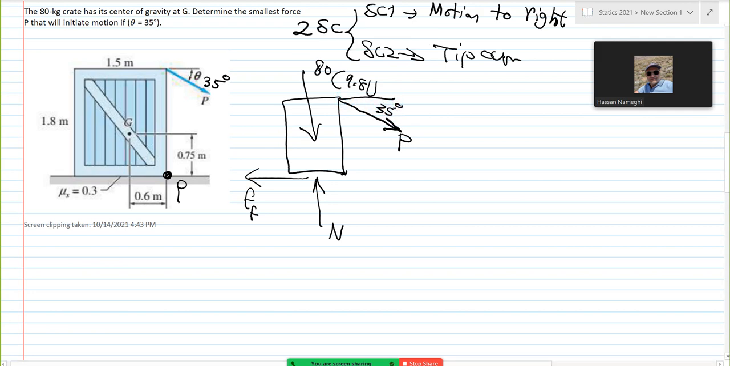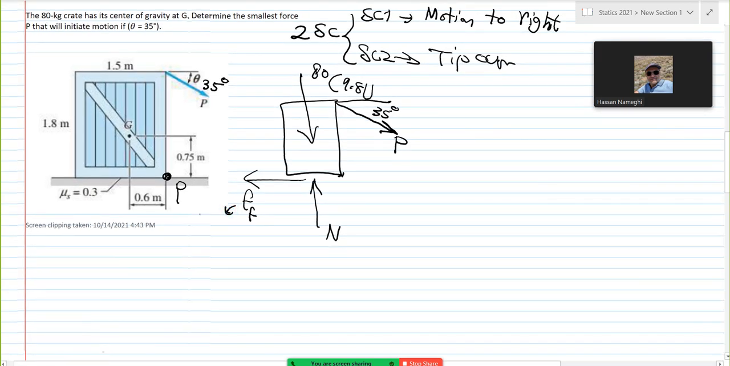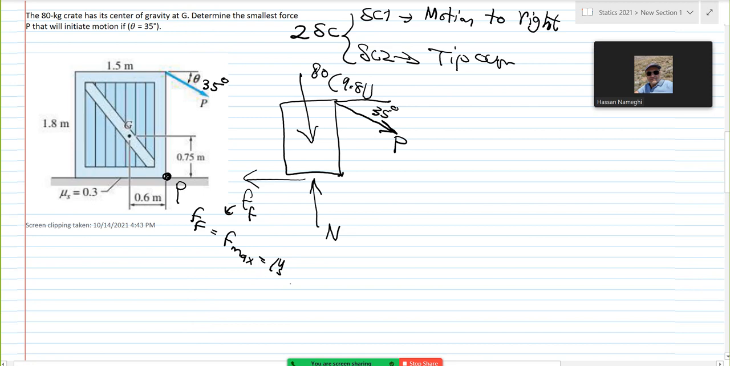So let's start doing the same calculation. Right now the question asks me how much the force P would be. So the friction force F has to go to max for this thing to move, right? F of friction will be equal to F max, which is equal to mu S times N.